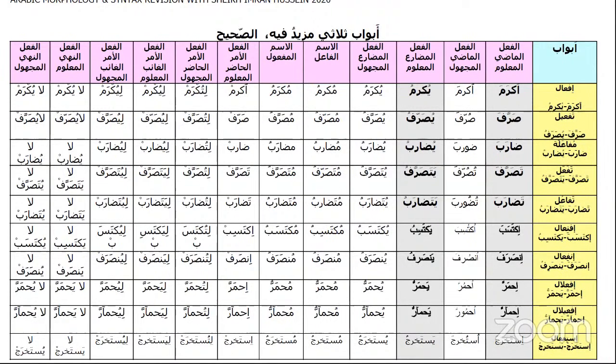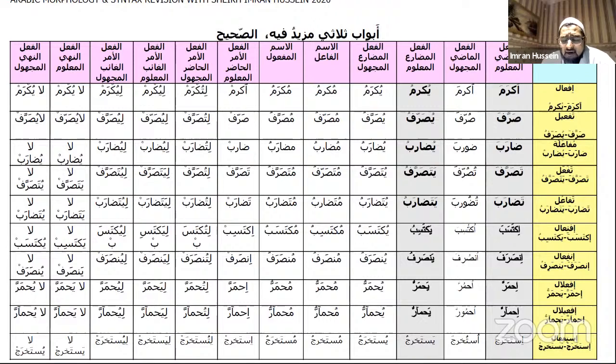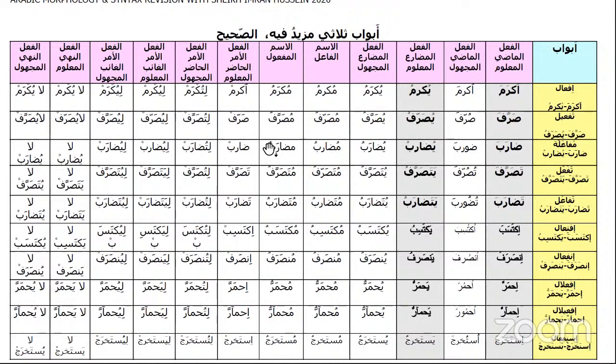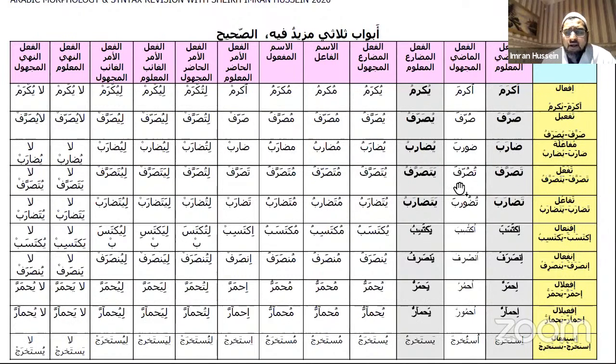Okay, tasarrafa. In tasarrafa, we have 2 additional letters. The root word is sad ra fa, but we have the ta and the ra with a shadda. That's 2 additional letters, so at the moment we have a 5-letter verb. The past tense is tasarrafa, and the present tense is yatasarrafu.